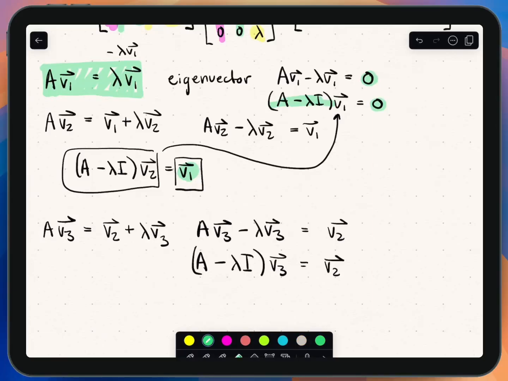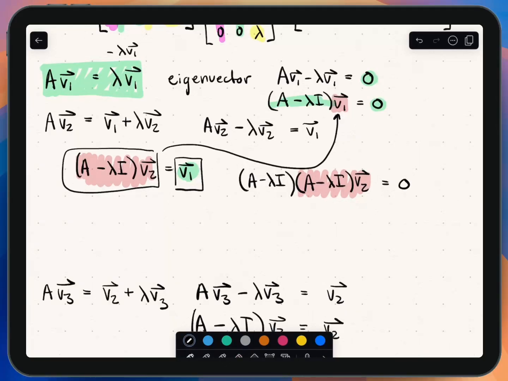And all of a sudden, if I take this whole thing and substitute it in for v1, what I'm going to get is the following. I'm going to get (A minus lambda I) v1, which is just going to be (A minus lambda I) v2. So I just substituted this in for v1, but again, this is going to be equal to 0. And now we can see that this is just (A minus lambda I) squared v2 is equal to 0. And now I think this is kind of where the real magic happens.